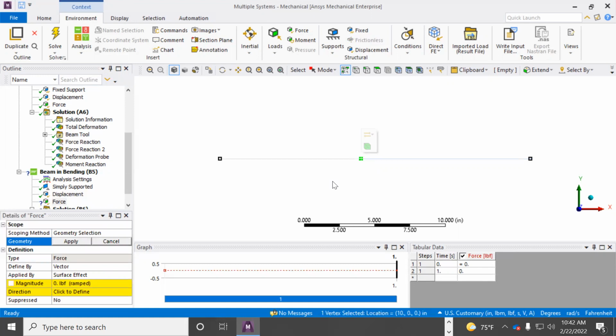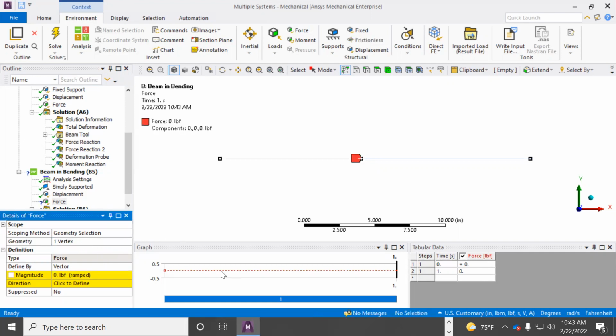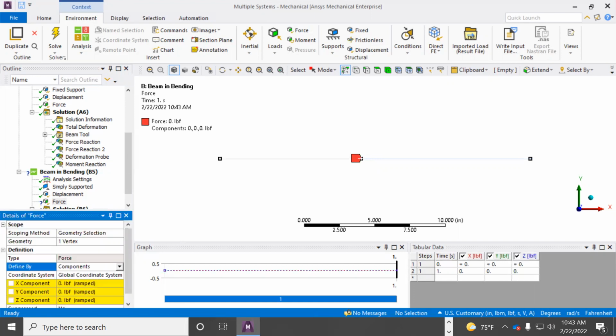We can use it should we have a distributed load. But now we know, and by the way, the results are very different. So now I want to make sure the load is applied to the vertex. I go apply, and I'm going to define this force using components. So type here is a force defined by, and instead of a vector, I'm going to use components.